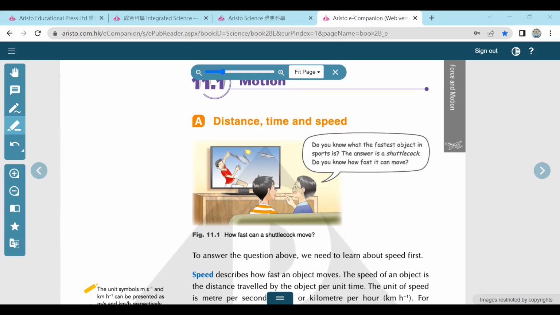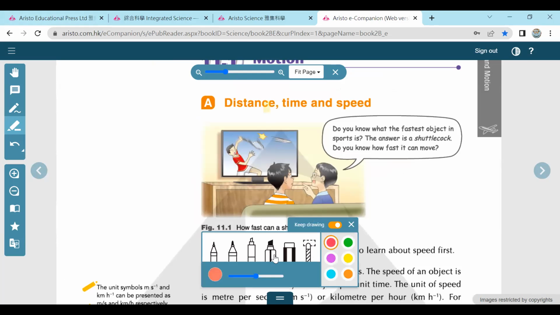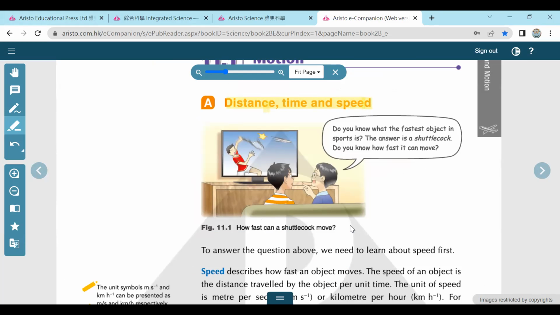Okay, so let us go back to here. 11.1 motion. Part A, we'll first learn about distance, time, and speed. Take a textbook, turn to page 159. Do you know what the fastest object in sport is? The answer is the shuttlecock. Do you know how fast it can move?